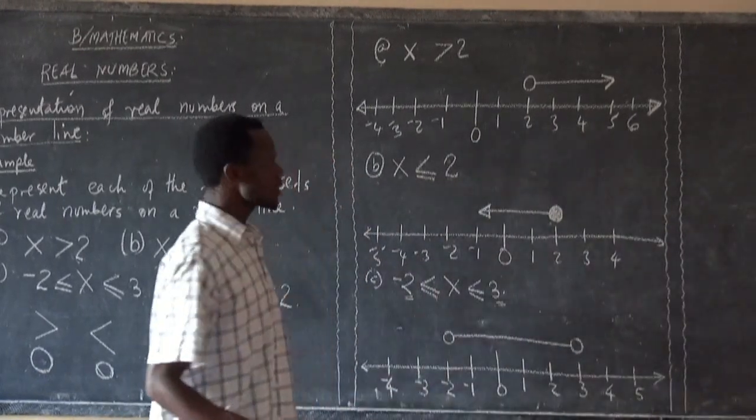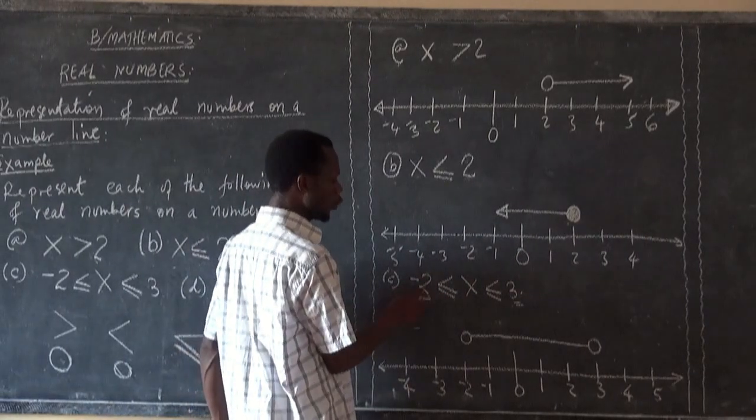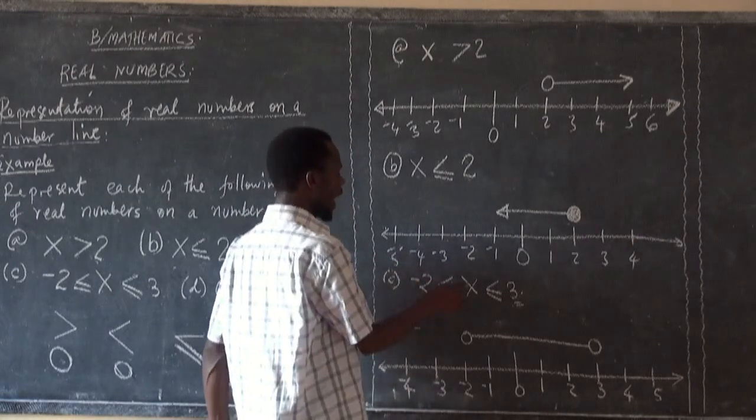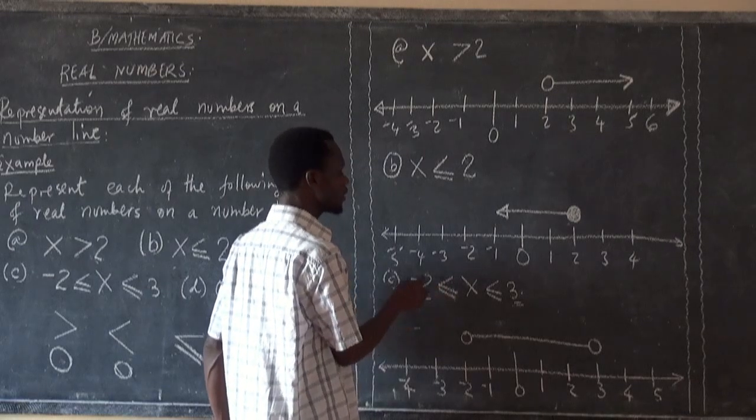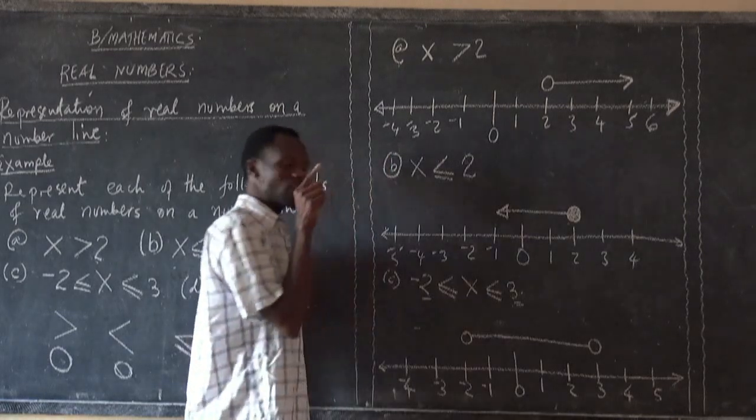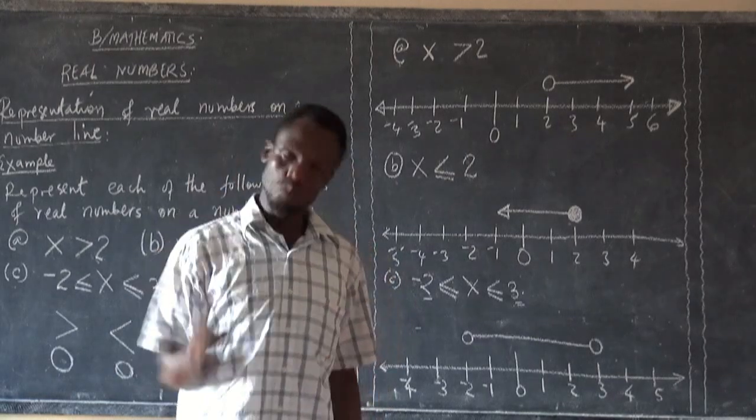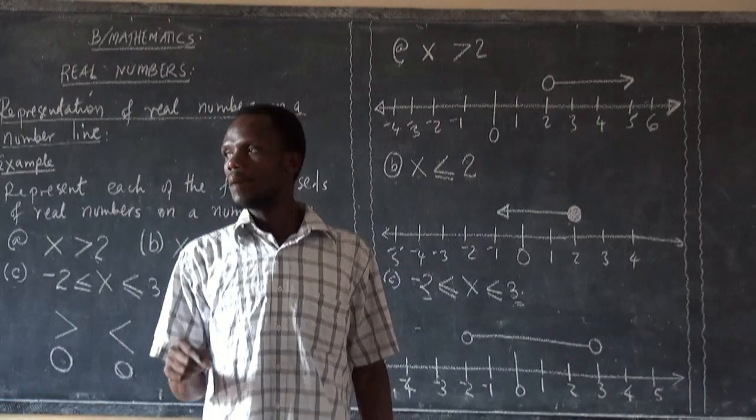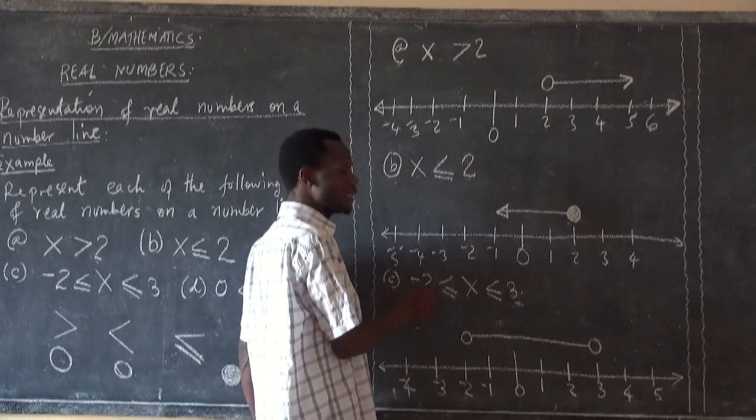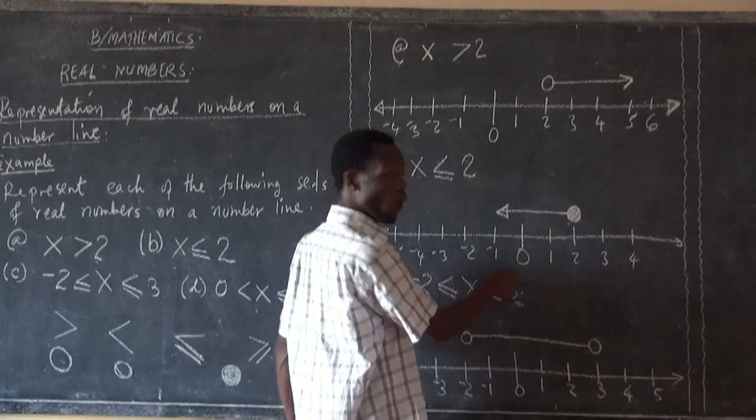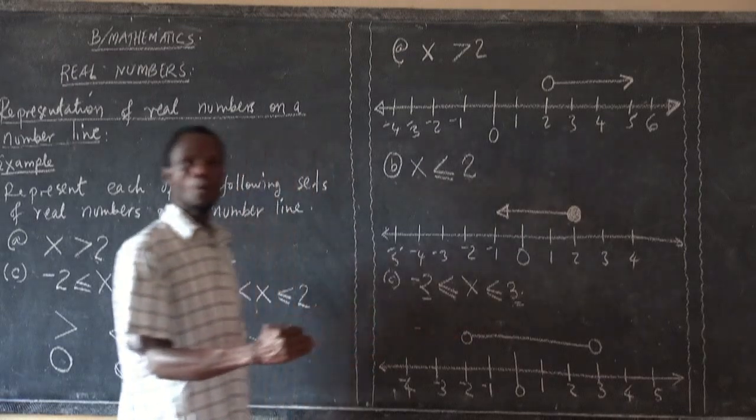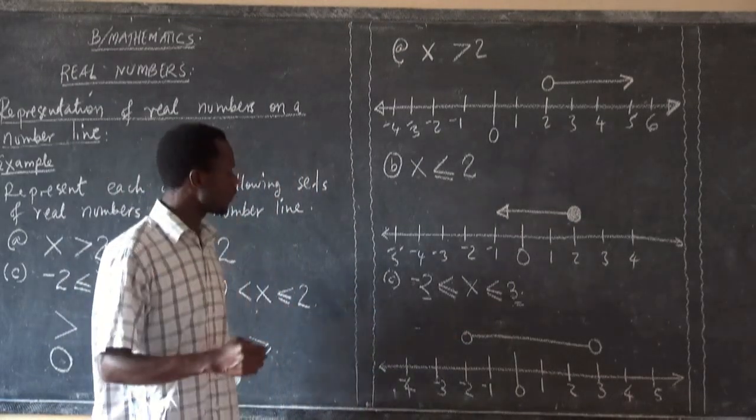Sasa, what next here? You have -2 is less than or equal to x. That is to say, x is greater than or equal to -2, but x is less than or equal to 3. X is supposed to be greater than -2, but less than 3. Manake, x inatakiwa iwe kubwa kuliko hasi mbili, lakini inatakiwa iwe ndogo kuliko 3. Manake, haitaki kuzidi 3, wala haitaki kupungua 2. That is the implication of this one.